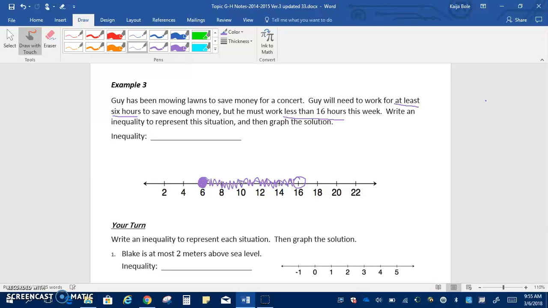Okay, so again, we're going to put our x in the middle. x has to be less than 16, alright? But it can be greater than or equal to 6.